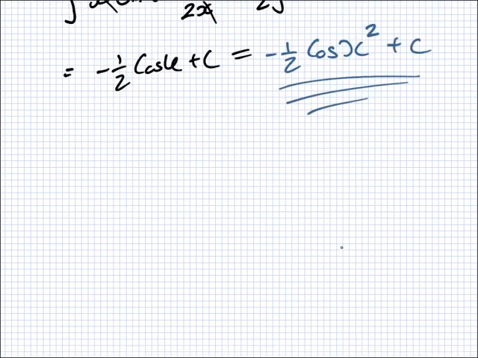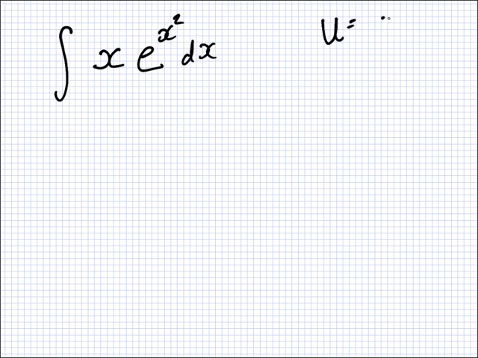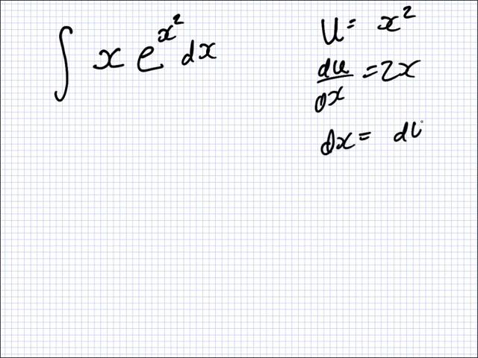Okay. Right, our next example. Integrate, let's keep it similar to our first example, x e to the x squared dx. What should we let u equal here, do you think? x squared, good. And du dx? Again, it's similar, it's 2x. So, what does dx equal? du over 2x. Now, we pop that back in.